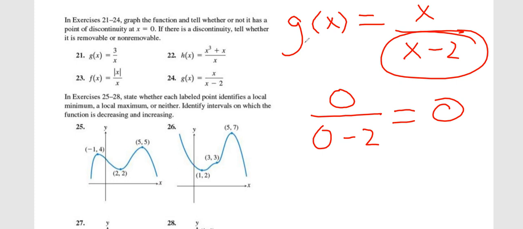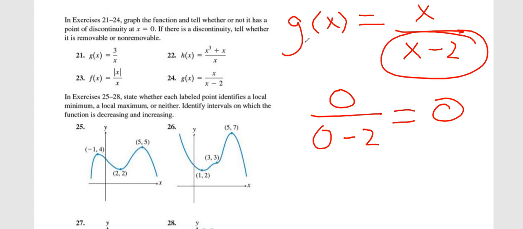Can you tell me whether it's removable or non-removable? That's a non-removable one, right? Non-removable. There's no factor that you can cancel out there. Don't you try to cancel out those x's. It's a good way to lose a finger.